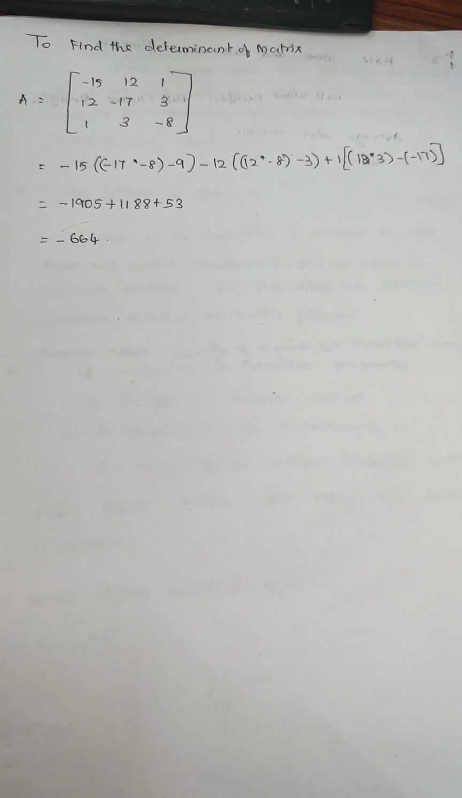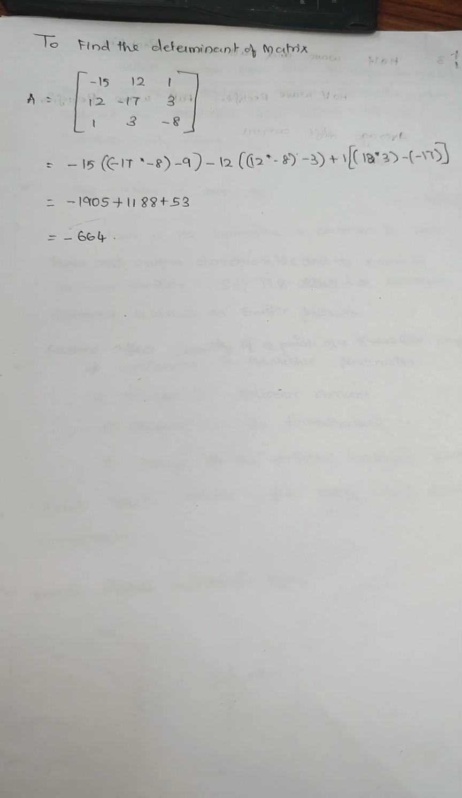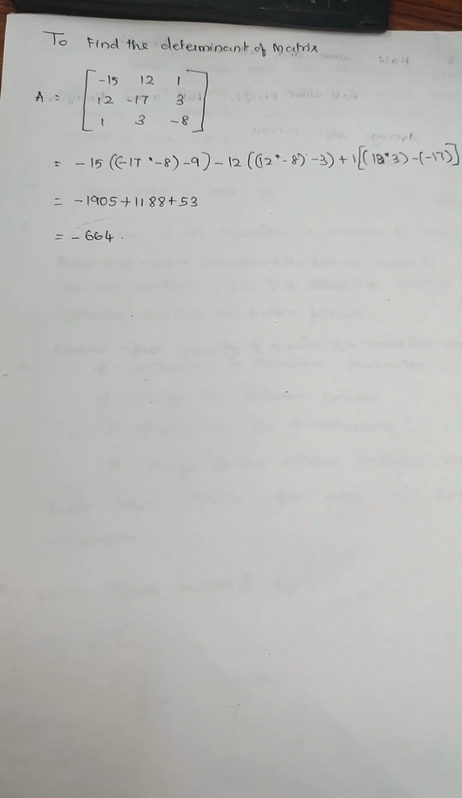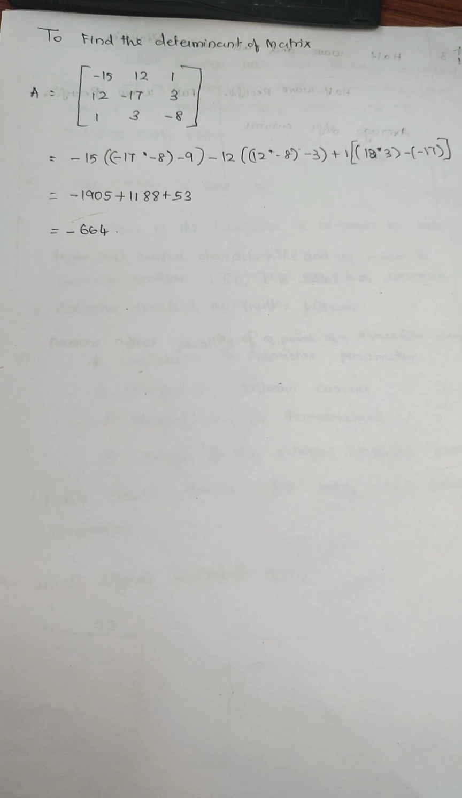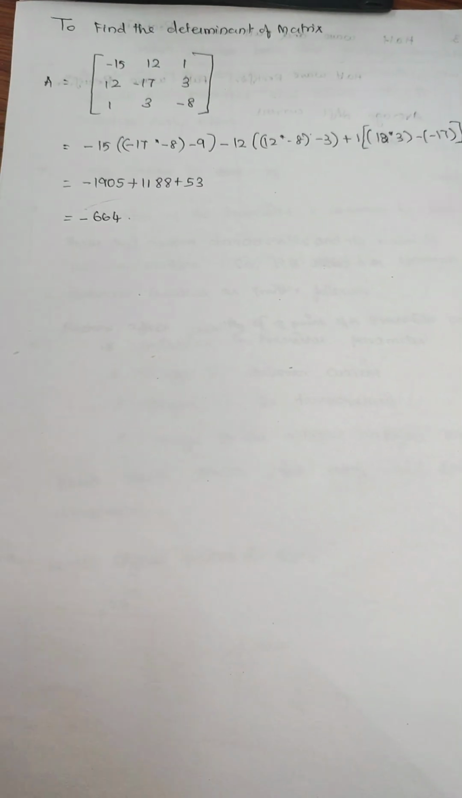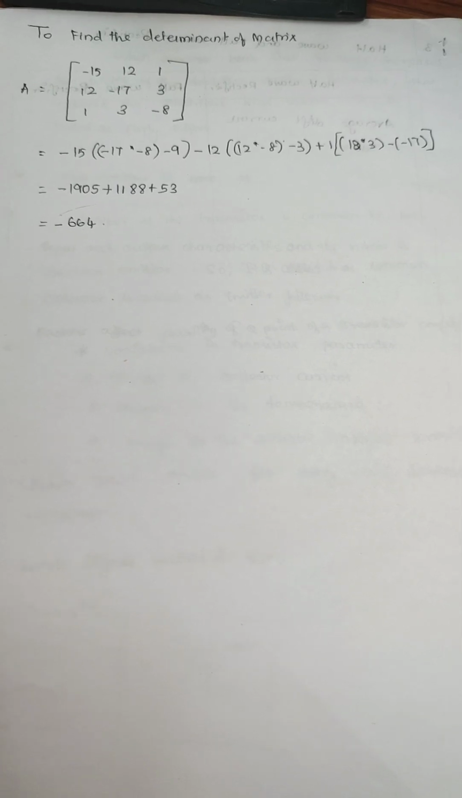So -15 is multiplied with (-17 × -8 minus (-9)), minus 12 into (-8 minus 3), plus 1 into (12 into 3 minus (-17)). You will get the answer as -664. Okay.